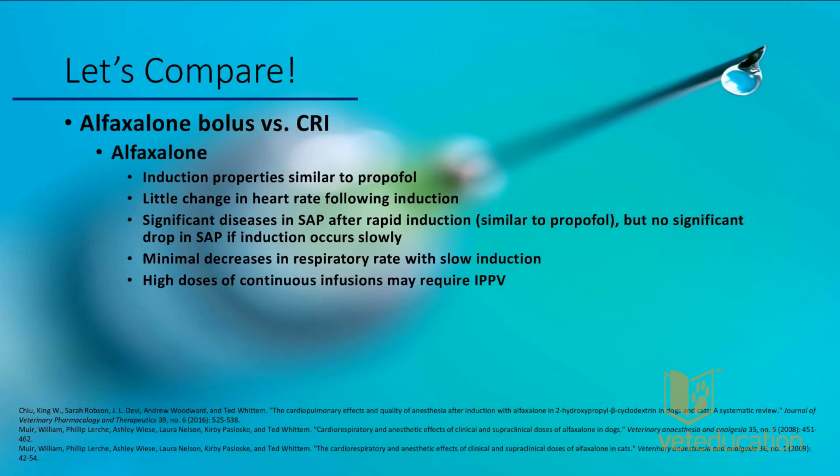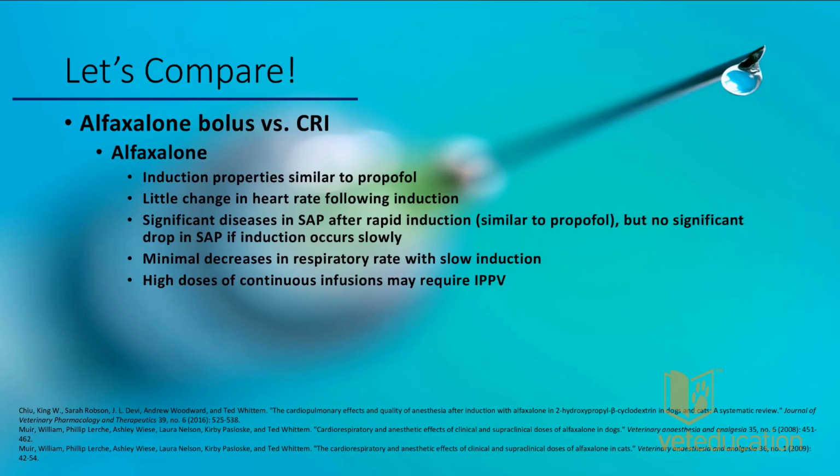Alfaxolone's got quite similar properties to propofol. We don't see oftentimes much change in heart rate following induction, but there are significant decreases in systolic arterial pressure after rapid induction, quite similar to propofol, but no significant drop in systolic arterial blood pressure if we inject it slowly. So those of you who are as old as me will remember when propofol first became available as an anesthetic agent in the veterinary field, we were advised to give it as a bolus, perhaps 2/3 of the dose as a bolus, very quickly over about 5 to 10 seconds, and then wait for its effect.